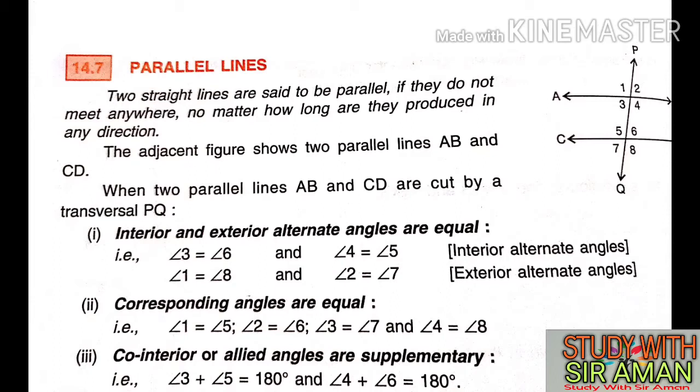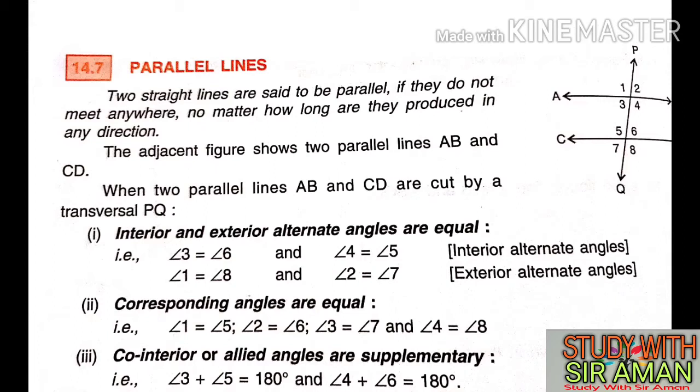Now you see third, co-interior or allied. Co means some. Interior, I have told you interior, how many angles are interior? 3, 4, 5, 6. Now what is the relation? Now check nicely. 3 and 5, if you will plus, how much should come? 180 degree. Angle 3 plus angle 5, whenever you plus, what will come?